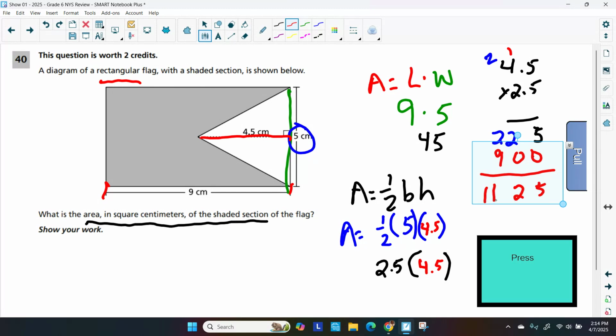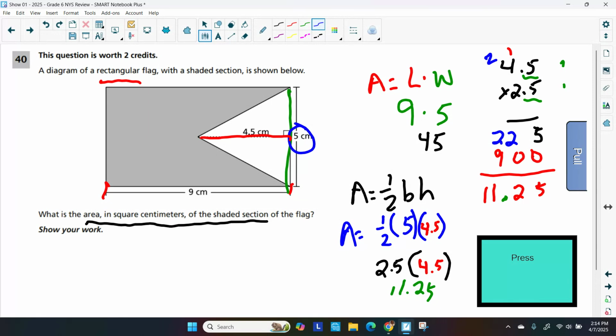to 11. Now, where do you put the decimal, Dr. Rob? Well, remember, there's 2 numbers up here that are behind the decimal. So that means your decimal down here has to have 2 places. So you got 2 areas here. You got an area of the rectangle and you have an area of the triangle. So that's 11.25.